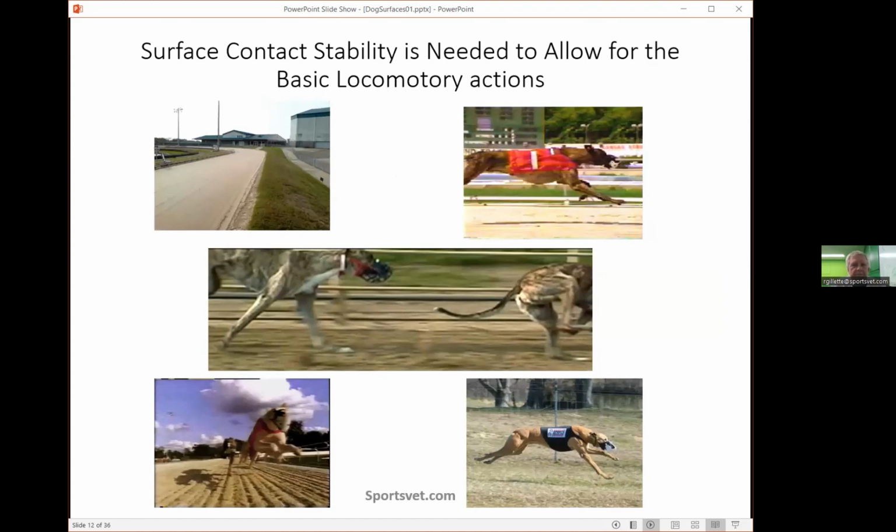But when we think about it, surface contact stability is a basic core because the rest of your locomotory actions is based upon that. If you don't have a good solid contact, then the rest of the body is now using forces or creating energy in muscles and tendons that's really unneeded or unprepared for in the body. And so you want to make sure you have good contact stability for the locomotory actions to occur.